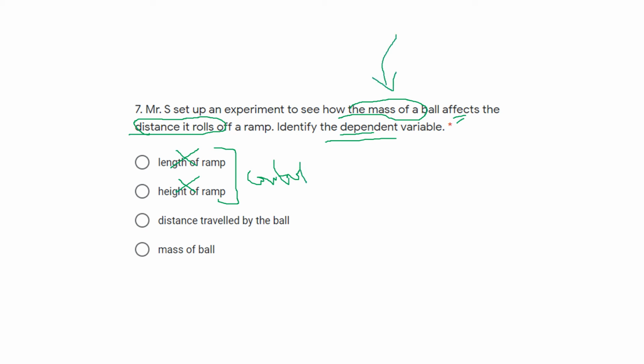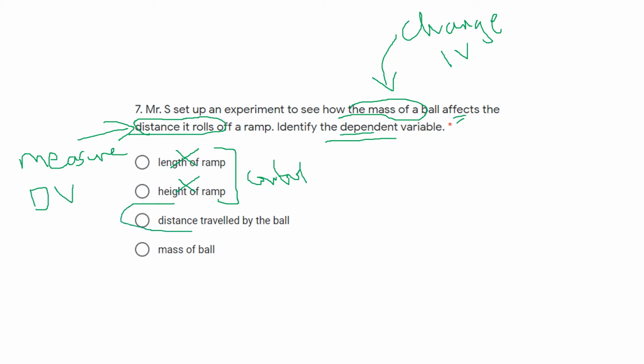We have the mass, the weight of the ball, and how far it travels. Well, this is what we're going to measure, and this is what we're going to change. So the mass of the ball is going to be the independent variable, and the distance it rolls is going to be the dependent variable. So the distance traveled by the ball is the correct answer.